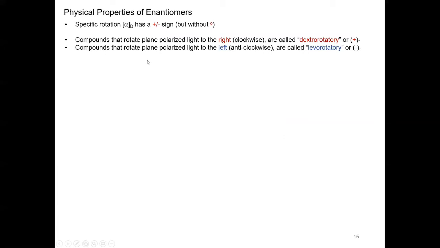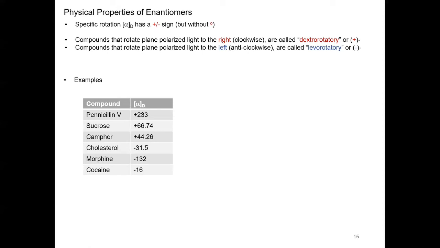Specific rotation usually has a plus or minus sign, but no degrees. So we say it has a specific rotation of 12, we don't say 12 degrees. And some definitions here: compounds that rotate plane polarized light to the right are called dextrorotatory, which is plus. The opposite, if it rotates plane polarized light to the left, is called levorotatory, which is minus. You can see drugs and natural organic molecules like penicillin, sucrose, camphor, and cholesterol have different specific rotations.